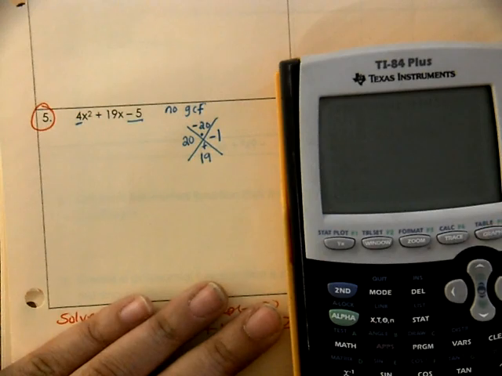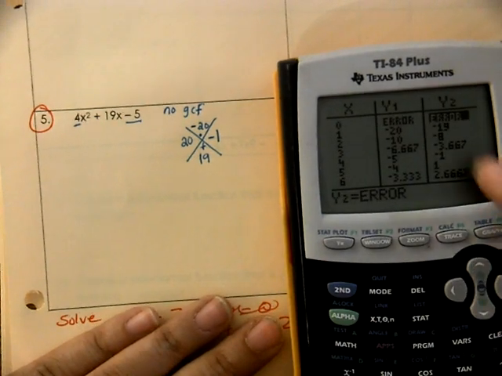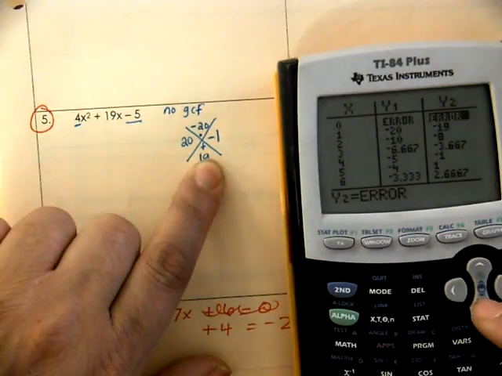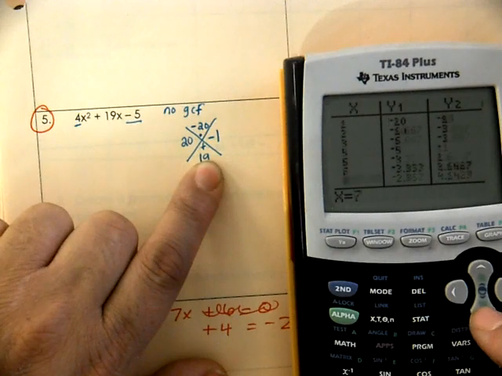Then you go to your table by pressing second graph, and you see in this column here, you're looking for that 19, not negative 19 like this one says. So you want to keep going down until hopefully we see 19.